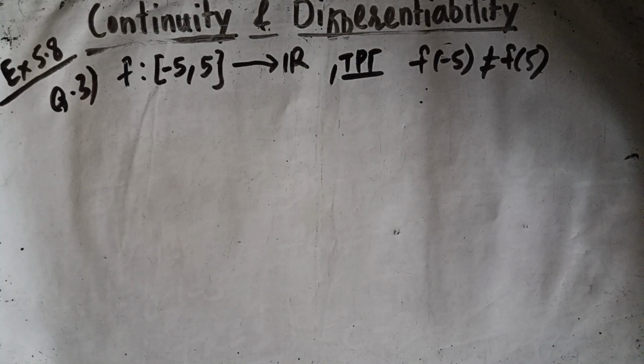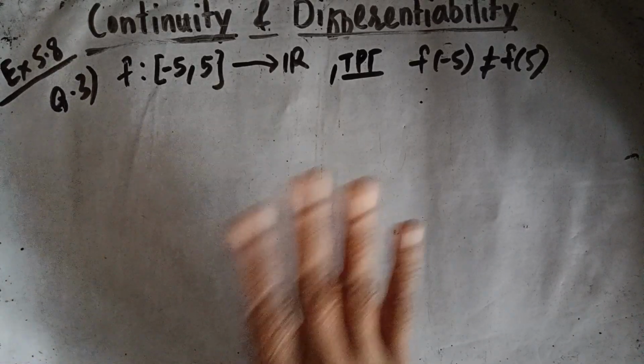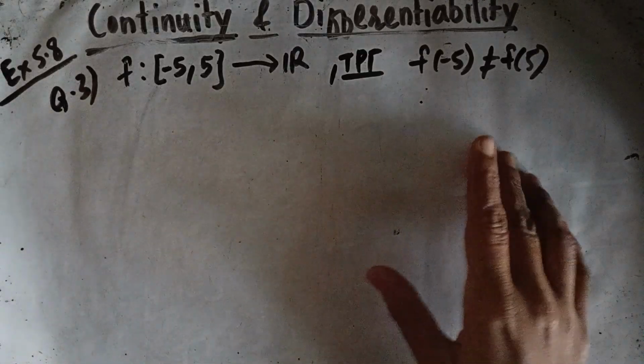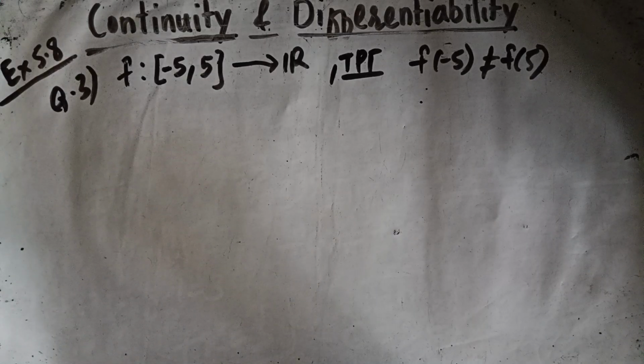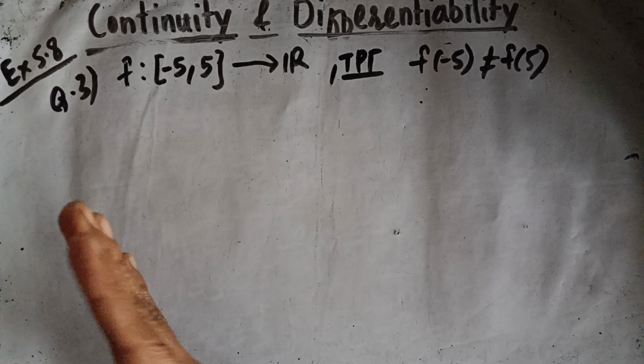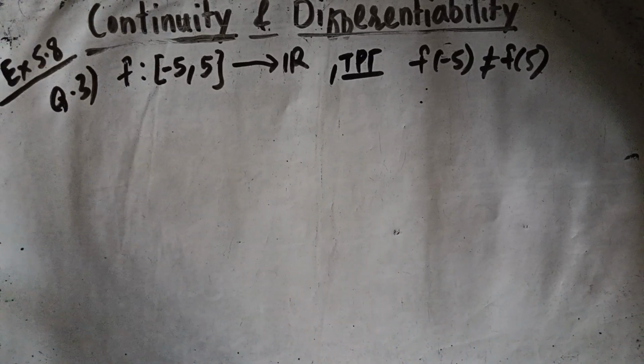Next question. Here the function is defined from minus 5, 5 to R. We have to prove that f of minus 5 is not equal to f of 5. It is given as a differentiable function. Now we know that a differentiable function implies that it is continuous. And the second thing which is given is f dash of x does not vanish anywhere. So if you want to apply Rolle's theorem, it will be difficult because the function is not defined here, and any specific value is not given. We can use the mean value theorem.